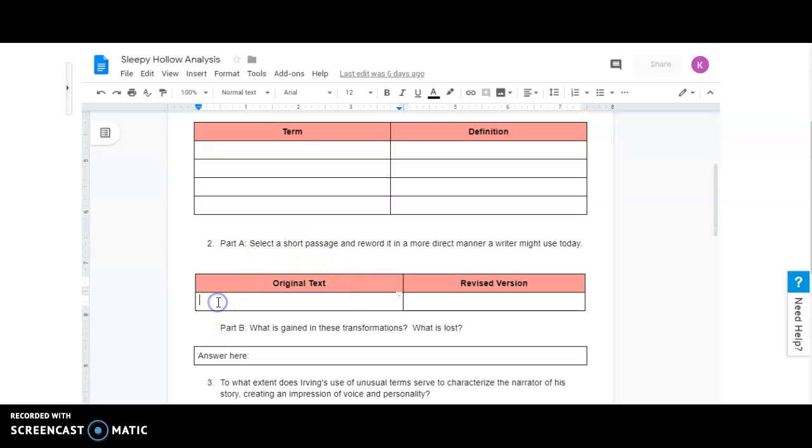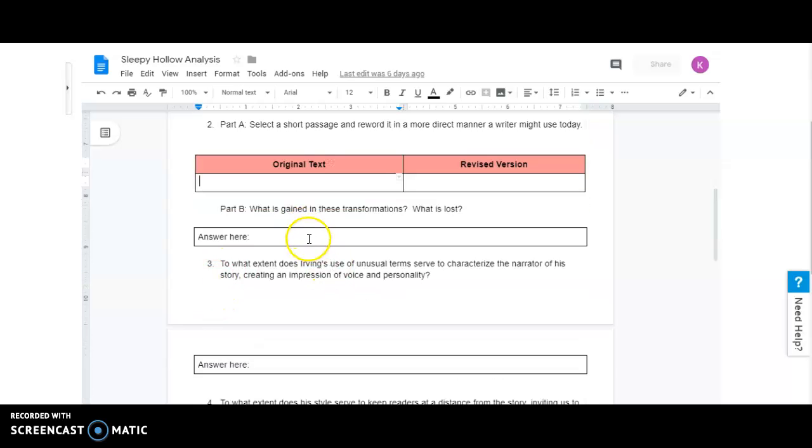Then you're going to take a short passage from the text and reword it in a more direct manner. Okay, so modernize it, make it sound more like something we would read today. And then I want you to consider, when you've made these transformations, what is lost? What is gained? How is it different? Is it better? Is it worse? This is what I want you to answer when you're answering that question.